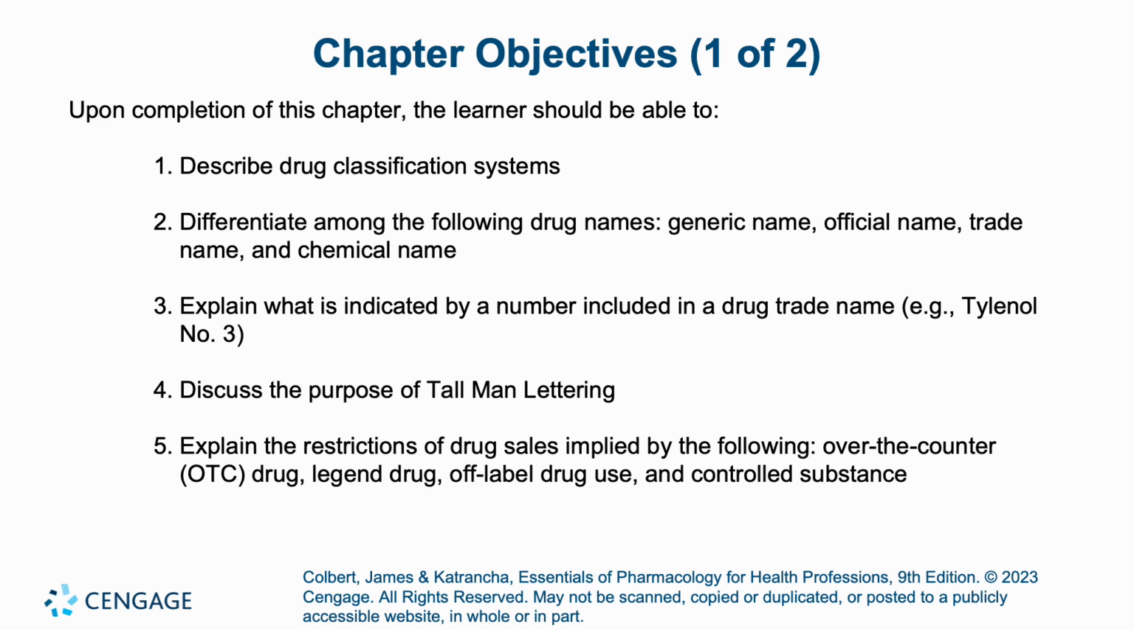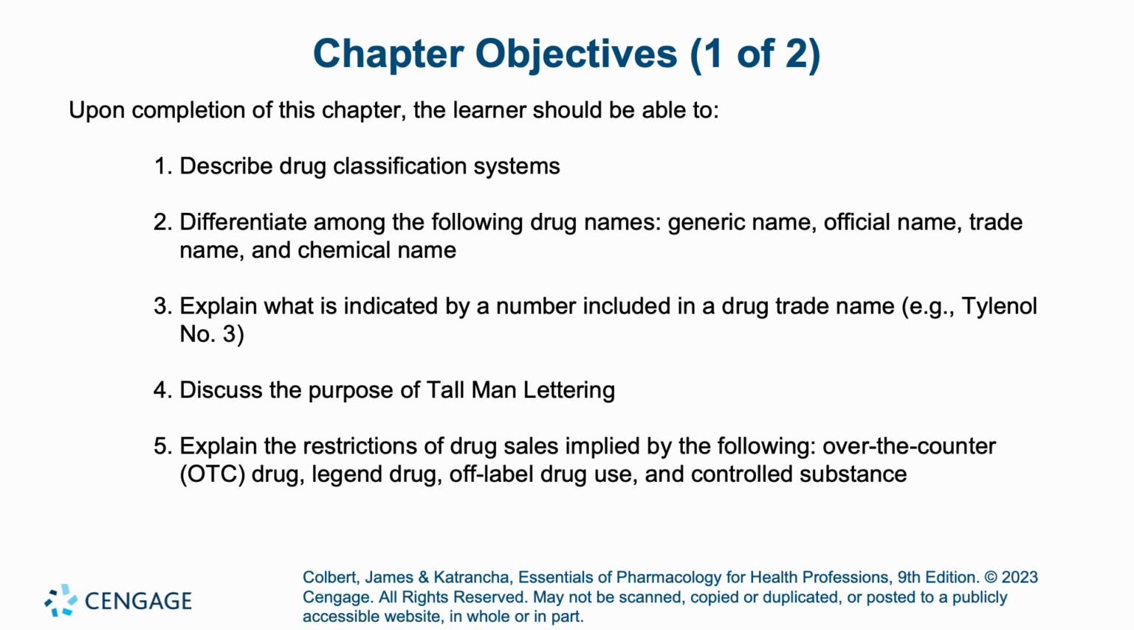Chapter objectives for Chapter 2. Upon completion of the chapter, the learner should be able to: 1. Describe drug classification systems. 2. Differentiate among the following drug names: generic name, official name, trade name, and chemical name. 3. Explain what is indicated by a number included in a drug trade name. Example, Tylenol number 3. 4. Discuss the purpose of tall man lettering.